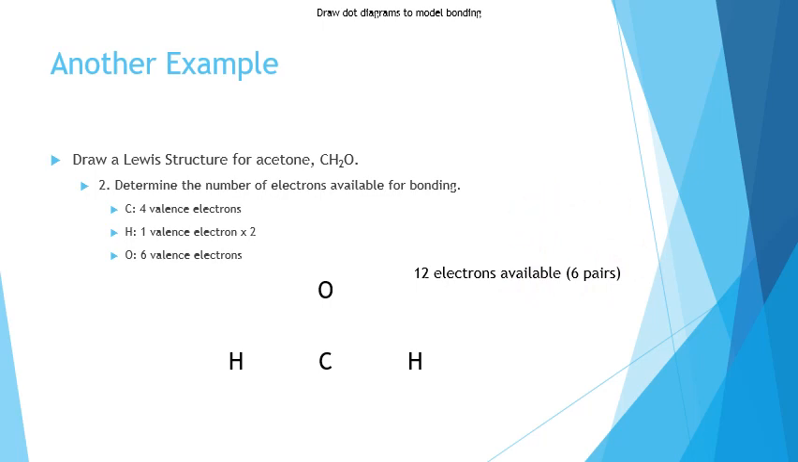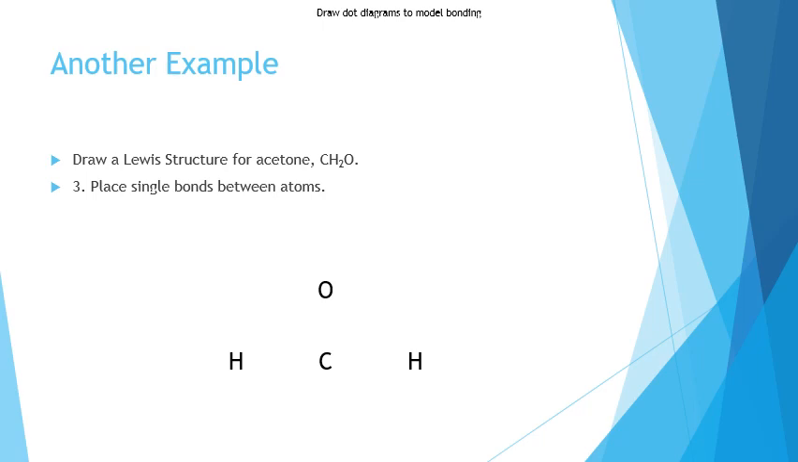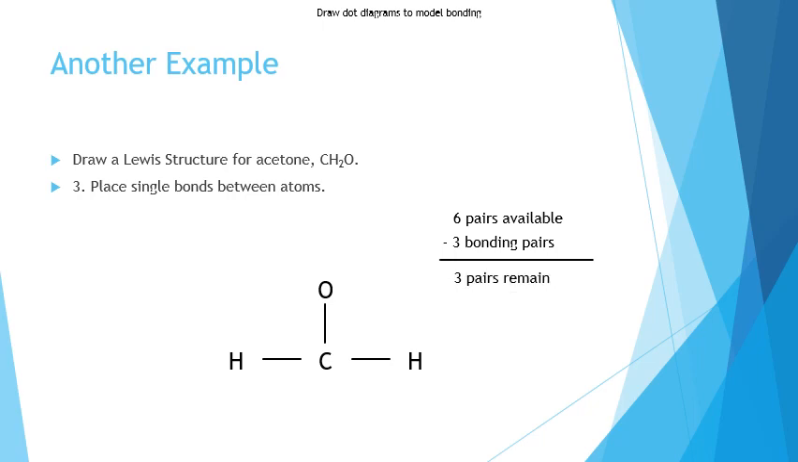Again, it is very useful to think of those electrons as coming in pairs. All right, step 3, place the single bonds between the atoms. So go ahead and do this and think about how many pairs of electrons you will have left once you have those single bonds in place. All right, so placing our single bonds, we're going to place 3 pairs of electrons, 1 single bond between each terminal atom and the central carbon atom there. And counting up our electrons, I said I had 6 pairs available from the previous step. Subtracting my 3 bonding pairs, that's going to give me 3 pairs left over.